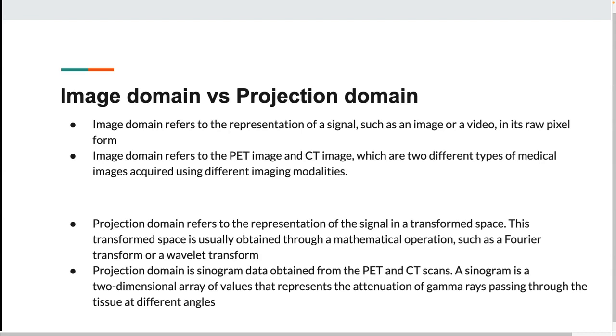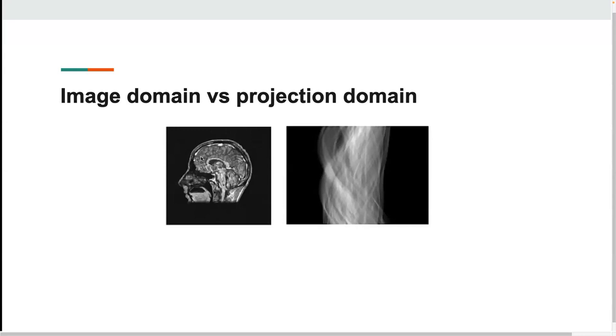So we have many domains, and we need to understand the differences between them. For example, here is the image domain that shows you the head of a person, while the projection domain looks like something like that. So we need to find a model that could take an image like this one and transfer it to the image domain, and take an image domain and transfer it back to the projection domain.